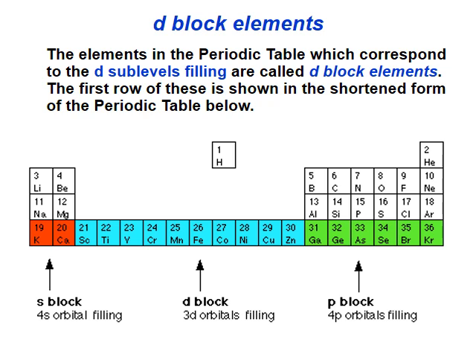The elements in the periodic table which correspond to the d sublevel filling are called d block elements. The first row of these is shown in the shortened form of the periodic table. You can see s block and p block on the sides and d block in between, the first row of d block elements.